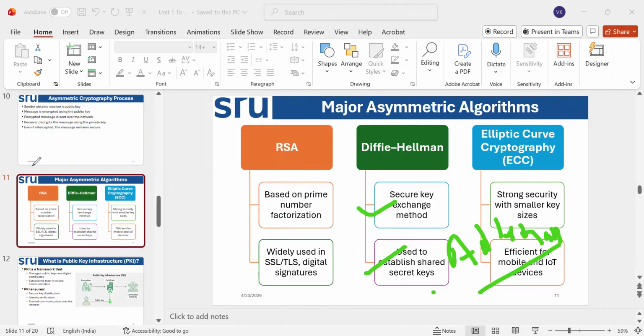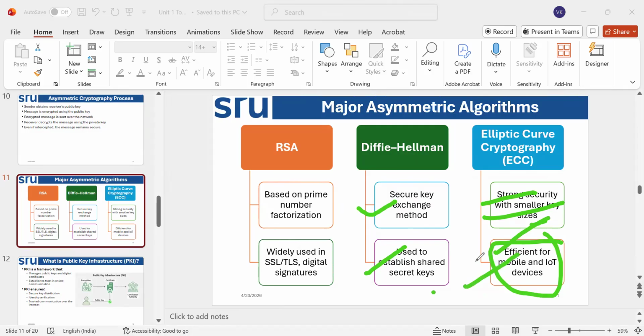We can say ECC works with strong security with a smaller key size. ECC is strong security, small key size, efficient for mobile and IoT devices. It is used for TLS and SSL and digital signatures, right? Based on prime numbers, that means two large prime numbers need to be selected. Okay, I hope you understand.